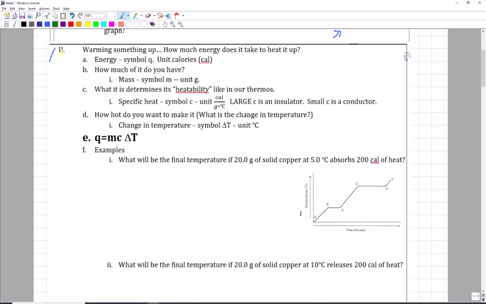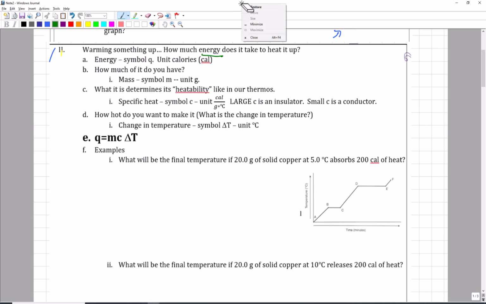Warming something up: how much energy does it take to heat it up? Energy is the symbol Q. Why it's Q is a weird thing. It's a quantity of heat, and the unit for Q, the unit for heat, is calories. How much of it do you have? I'm trying to figure out how much energy it takes to heat it up.